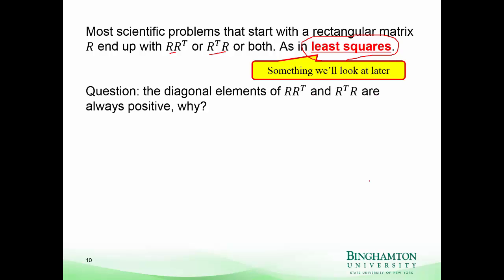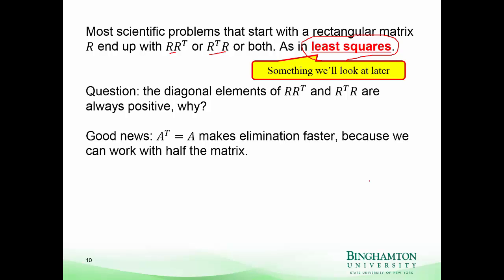So here's a question. Why are the diagonal elements of these two, R R transpose and R transpose R, always positive? I'll leave that also for you to play around with and see if you can figure out, at least with some examples.